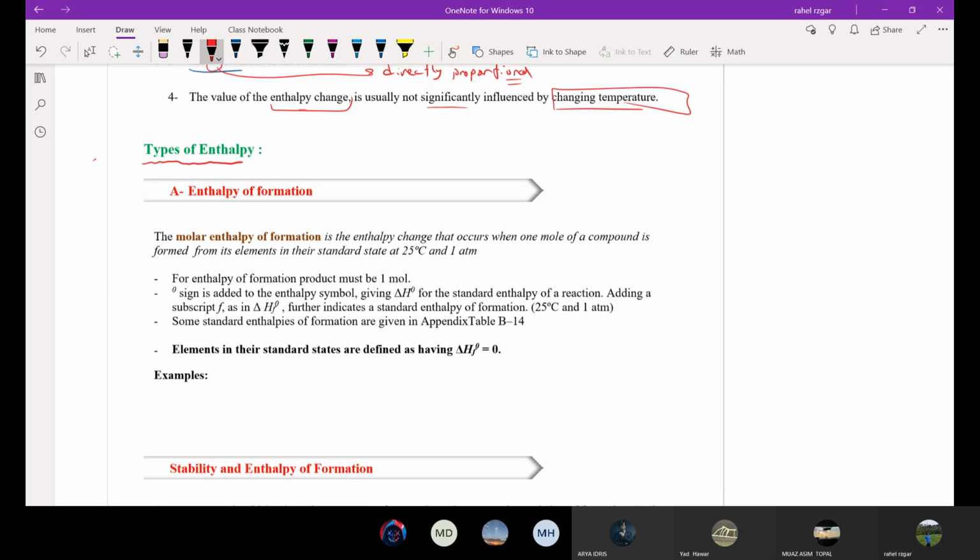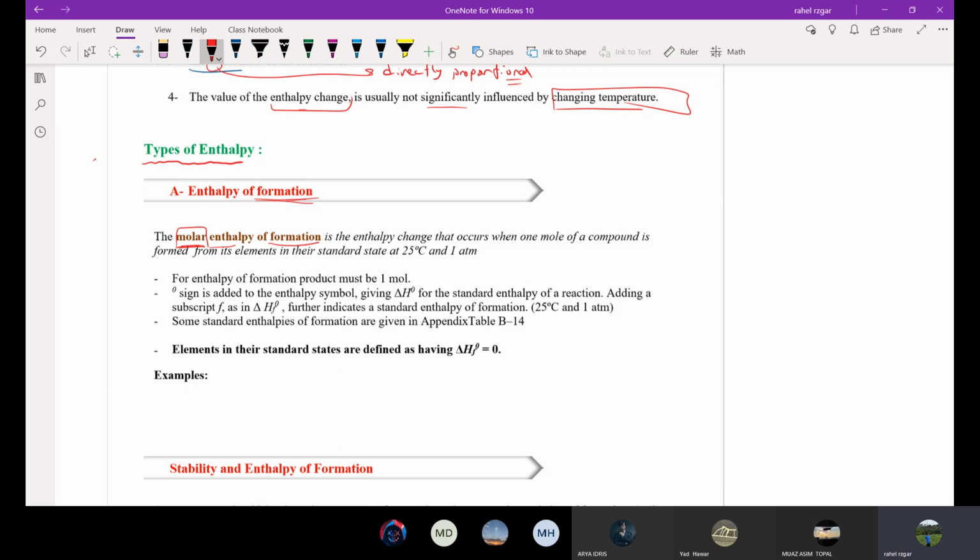First, enthalpy of formation. We have the general enthalpy, which is delta H. Now, in two cases, we can specify the type of delta H. One of them is enthalpy of formation. What is enthalpy of formation? We have something called molar enthalpy of formation. Molar means per mole, for 1 mole. So let's look at the definition.